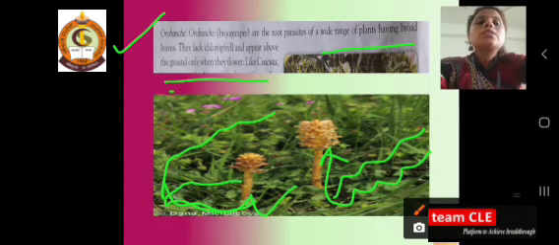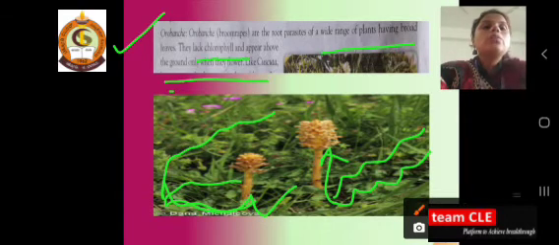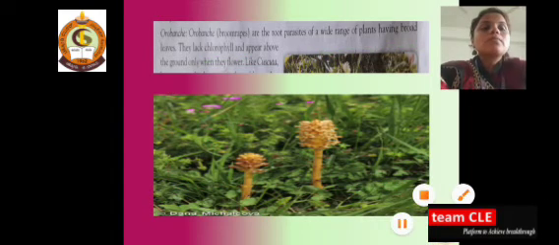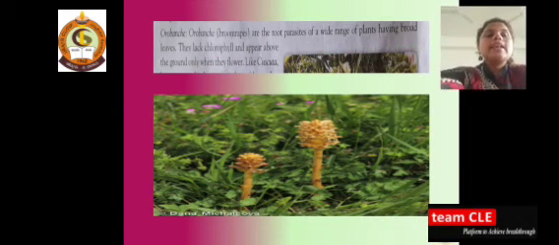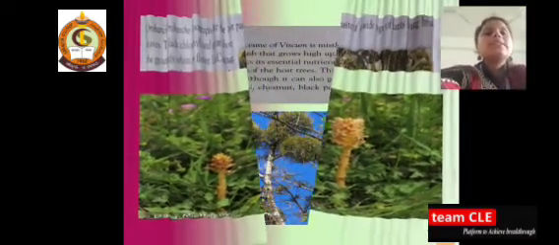So dear students, make a green mark in your textbook: they lack chlorophyll. They don't have chlorophyll substance. It appears above the ground only when it has flowers. So which plant is it? Orobanche. Now let us discuss the next example of this category of parasitic plants.